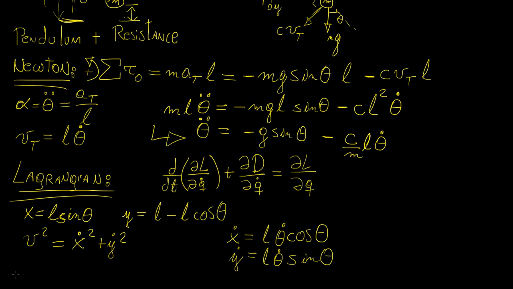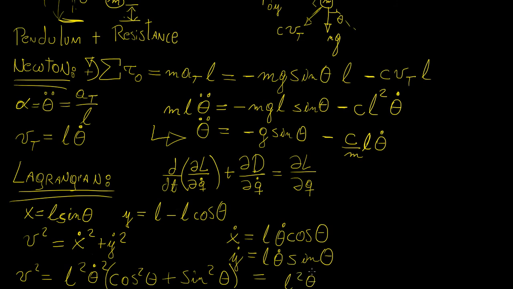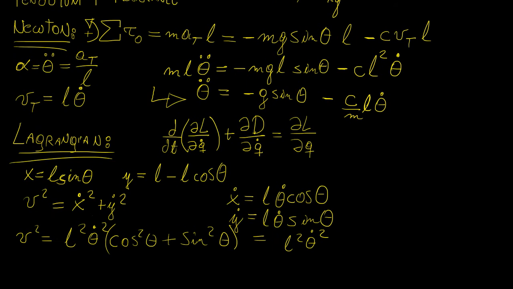Now we square those two terms, so the velocity squared becomes L squared angular velocity squared, and then we're going to have cosine squared theta. We factor out those two terms plus sine squared theta, which we know reduces to 1. So this becomes L squared theta dot squared. So that's the term for the velocity.